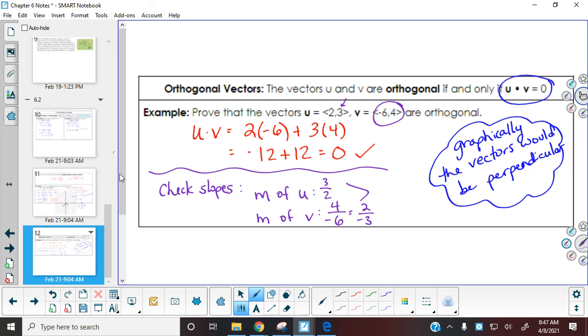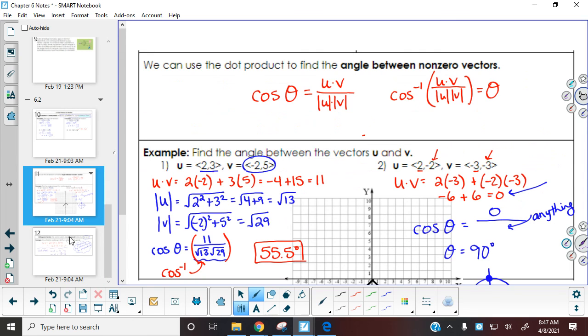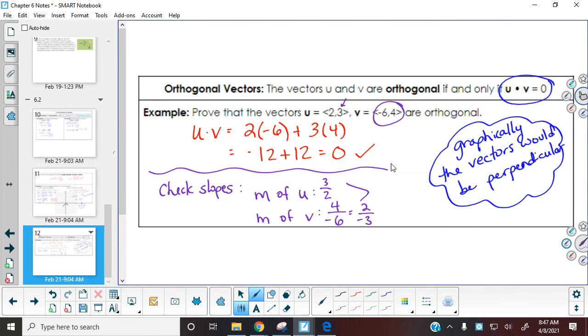So the dot product allows you to figure out the angles between vectors. It also allows you to check whether or not those vectors themselves are orthogonal. Hopefully that all makes sense.